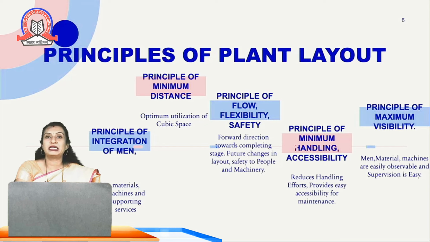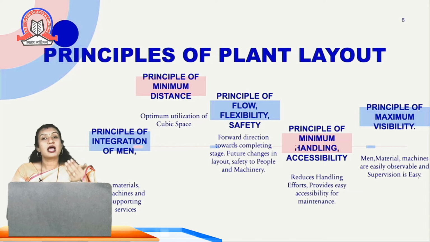Supervision should be easy. Anyone, for example, if I would say, in a classroom, the teacher ensures that all the students are visible to them. So what they do is sometimes they use a dais to stand at a height to see all the students. They are able to see all the students. The benches are also kept in such a way that the students are able to see the teacher, and the teacher is able to see the students.